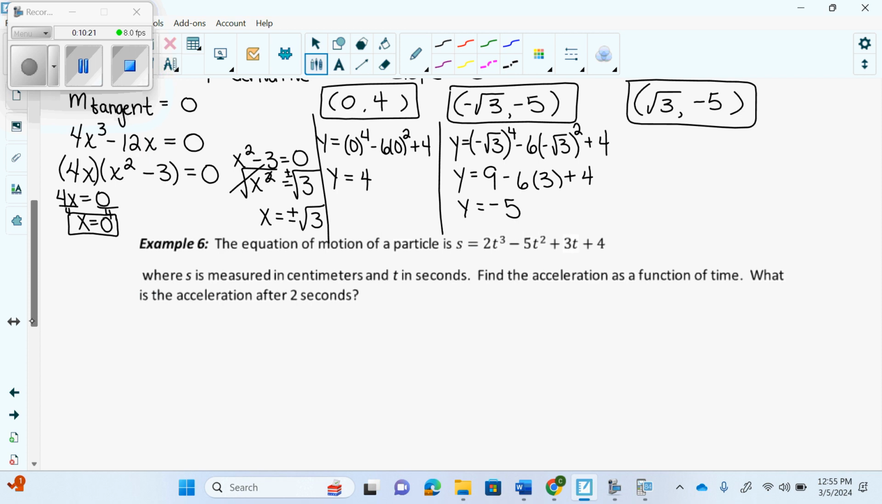So this is something to note. If I give you the distance or the motion of a particle, the first derivative of that is velocity. So if I ask you anything about velocity, you're going to have to find the first derivative of this formula. Did I ask you about velocity? No, I asked you what? Acceleration. Acceleration is actually the first derivative of velocity.